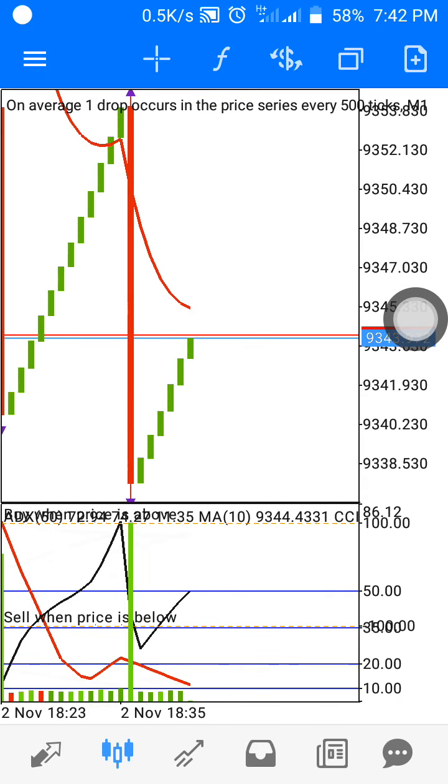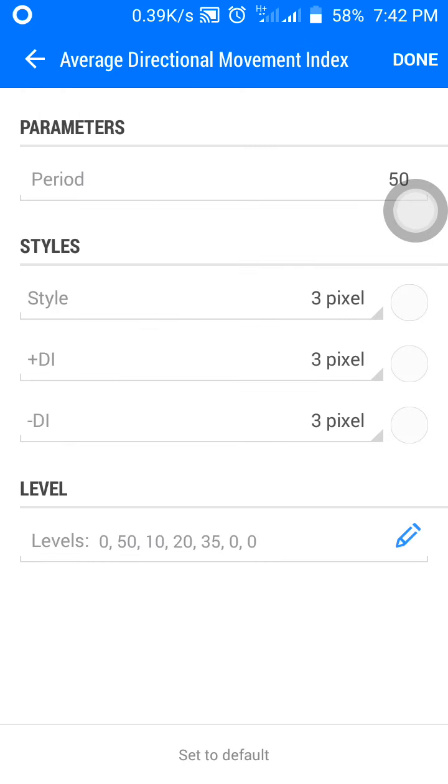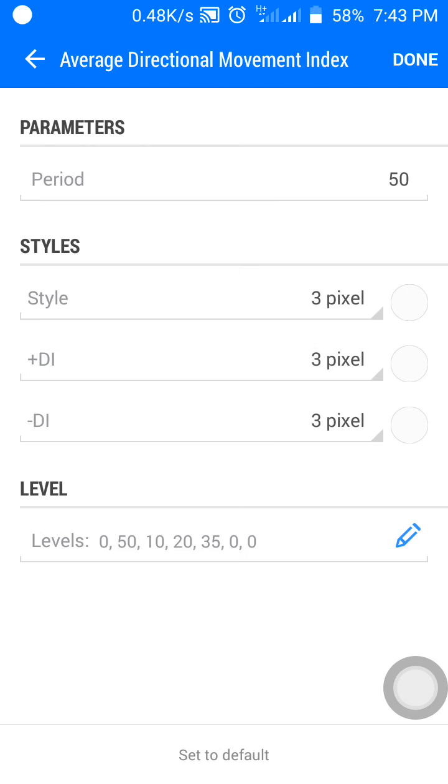Now the next, go to your window indicator 1. Now you have the average directional movement index. That is this. You put the period at 50. The other styles will be your background color. Every other thing should be your background color. The levels should be as it is here: 0, 50, 10, 20, 35, 0, 0. This is your levels. Then you click on done.